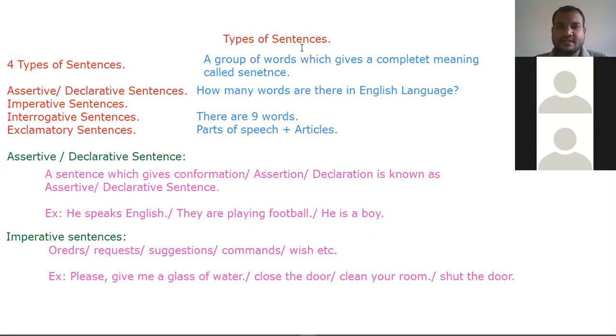Now the third one. What is the third one? Interrogative sentences. Very good. So what is meant by interrogative sentences? Interrogative means questioning, posing a question. Questions are known as interrogative sentences.